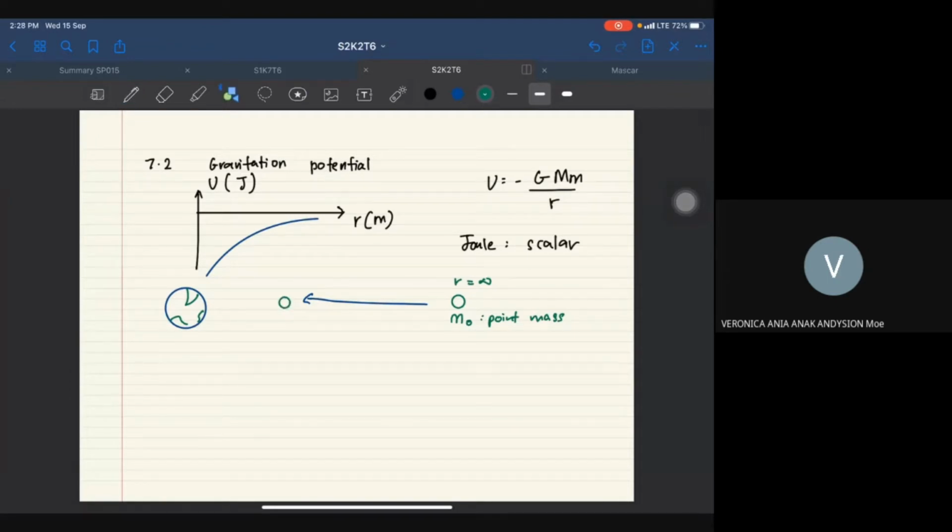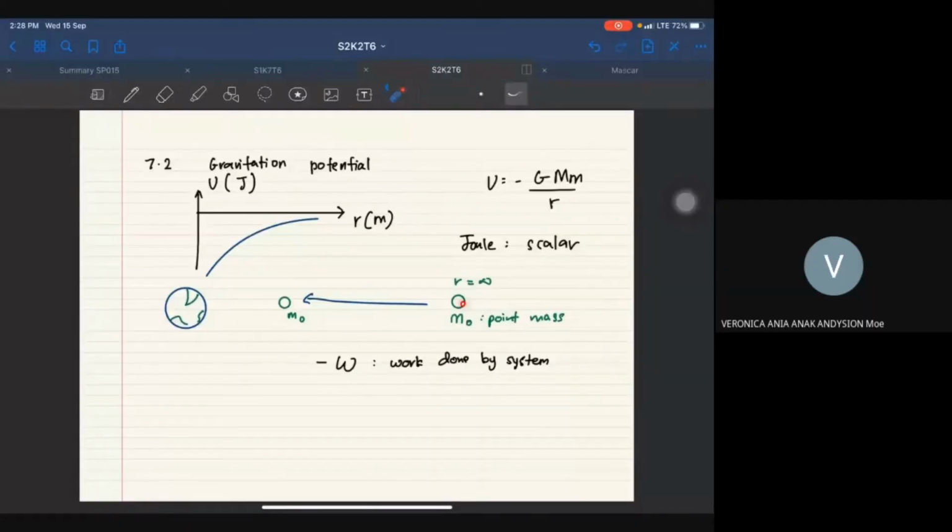Okay, the work done to do this motion, ataupun untuk gerakkan benda ni, is what we call the potential energy. Kenapa dia negatif? Okay, kalau kamu belajar dekat chapter 5 sebelum ni, work, kalau negative work maksudnya adalah apa? Work done by system. In this case, our system is these two objects lah.